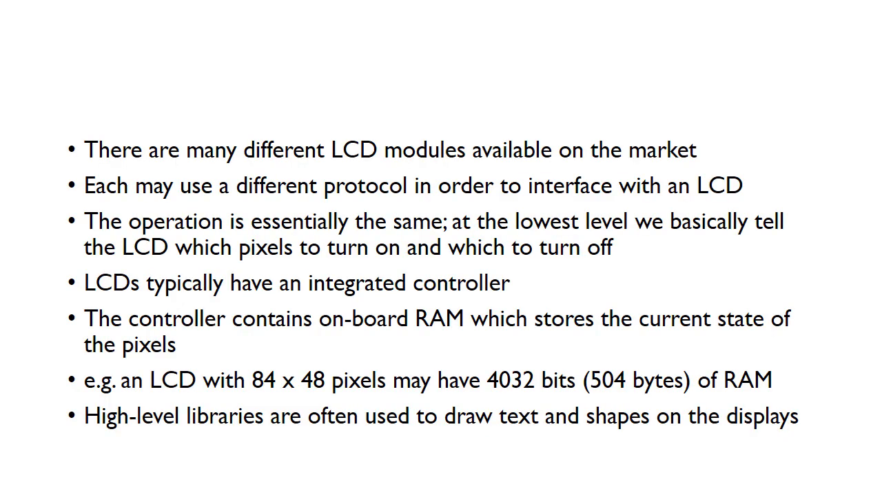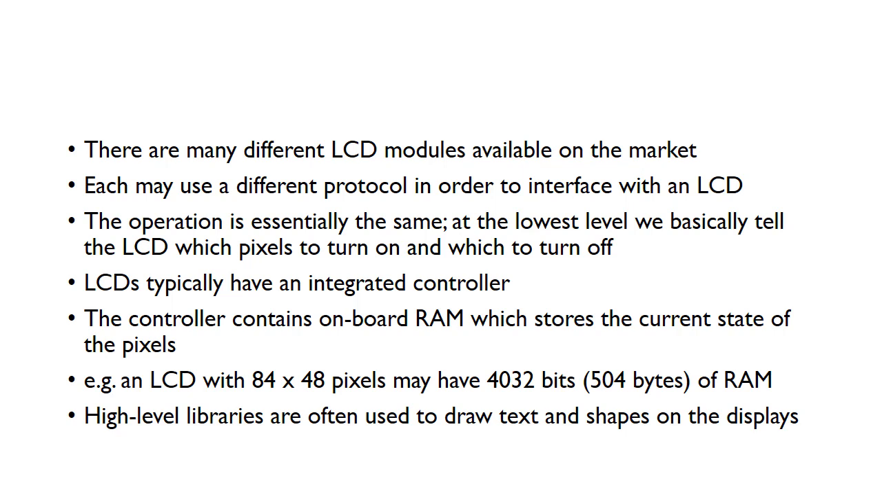So there are many different LCD modules available on the market, and each may use a different protocol to interface with an LCD, or liquid crystal display. The underlying operation is essentially the same. At the lowest level, we're basically telling the LCD which pixels to turn on and which to turn off. And obviously, if it's a color LCD, we tell it the RGB value for each pixel.